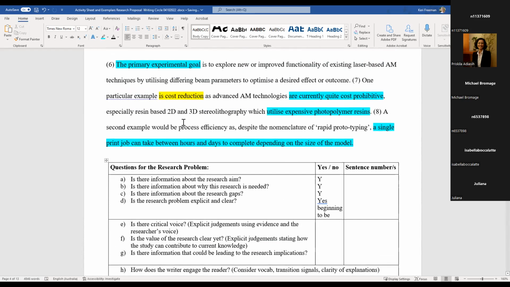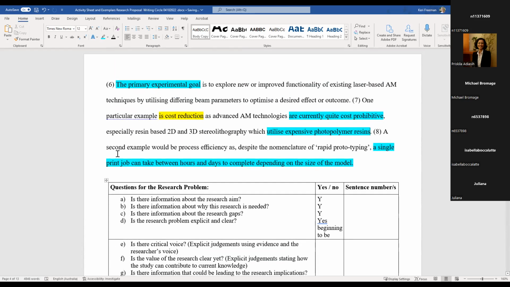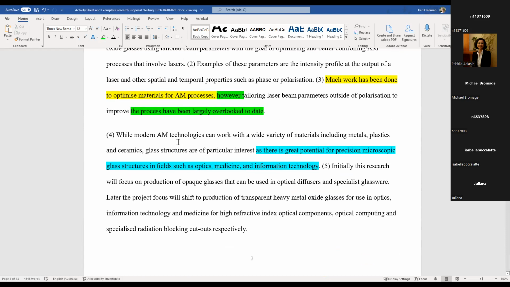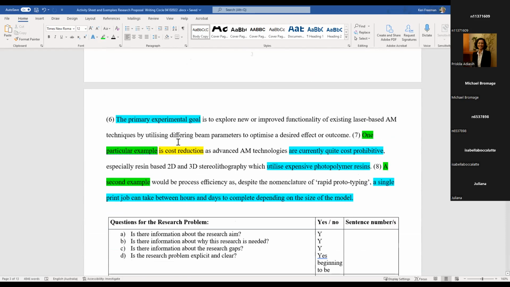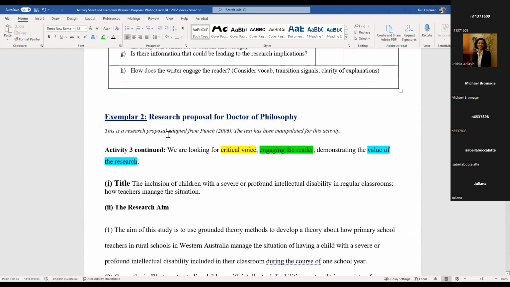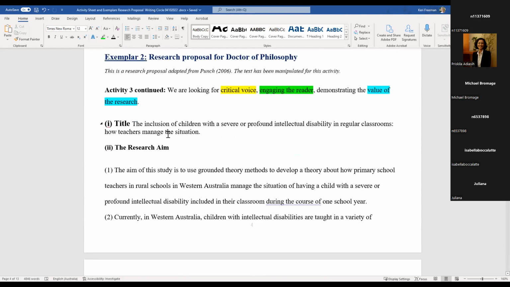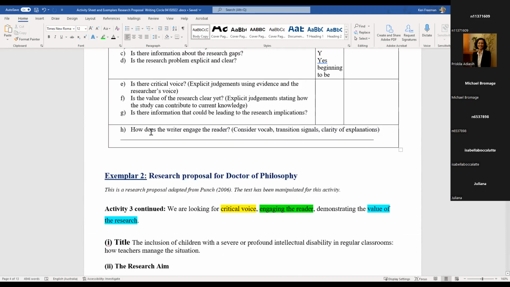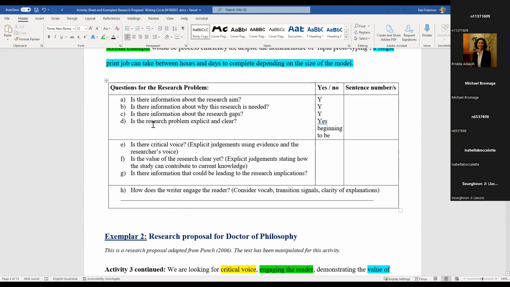Yep, and we've got some transition signals, one particular example, a second example. See, I like that. That's nice too. Yeah, but it hasn't started with the examples, right? Broad to narrow every time. So it's good. I think it's good. All right. So let's continue. Okay, so I think that example one, remember we've only read the first few paragraphs, but we've really got a good idea of what's going on, which is really important.